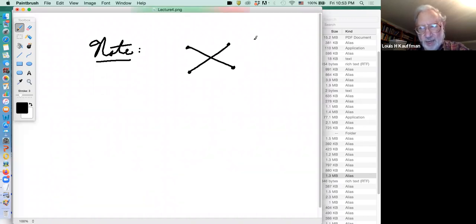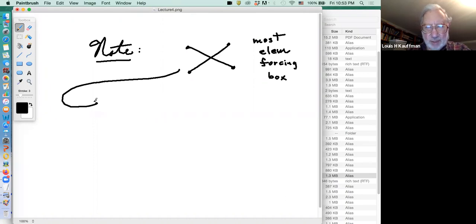So this is the most elementary forcing box. And what if we use it to construct an uncolorable? We can. It's a forcing box. And this is what we connected up to make the uncolorable.